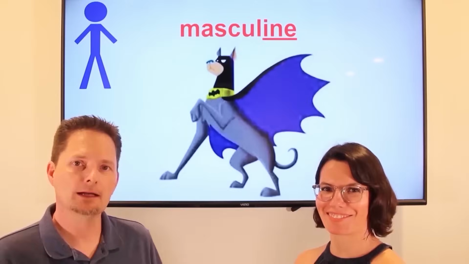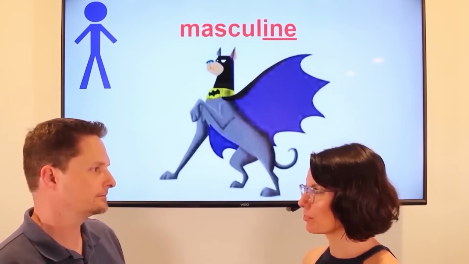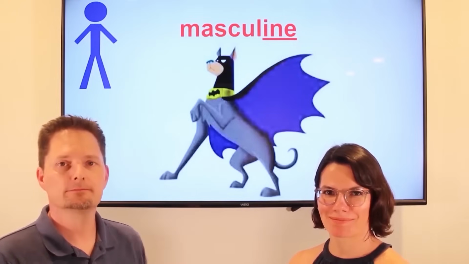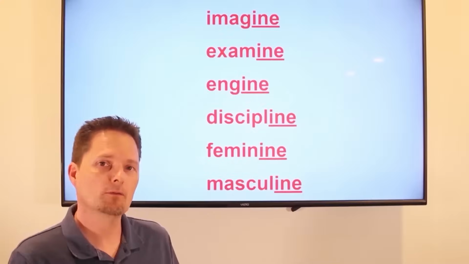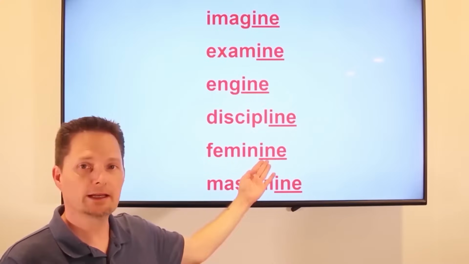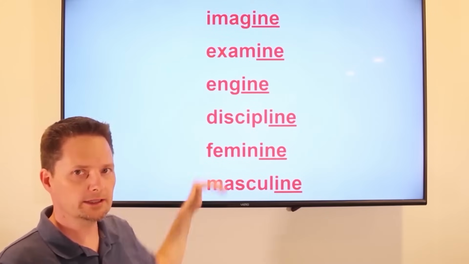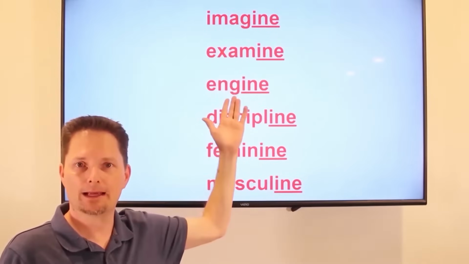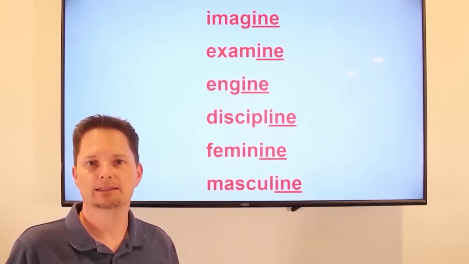Masculine. Let's practice. Does the dog look masculine or feminine? The dog looks masculine. Does the dog look masculine or feminine? Very good. So remember these words. Words ending in ine can have different pronunciations. All of these have the sound in: imagine, examine, engine, discipline, feminine, and masculine.